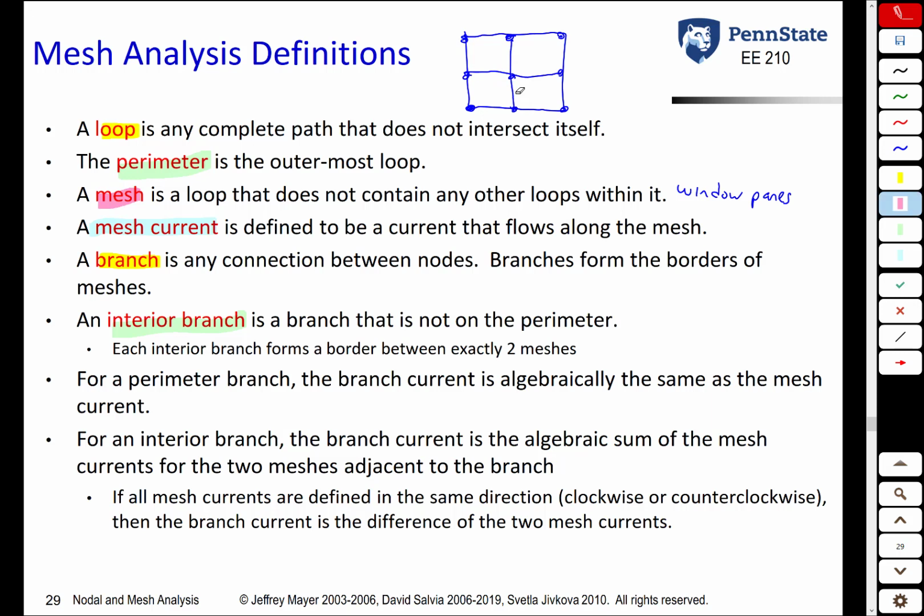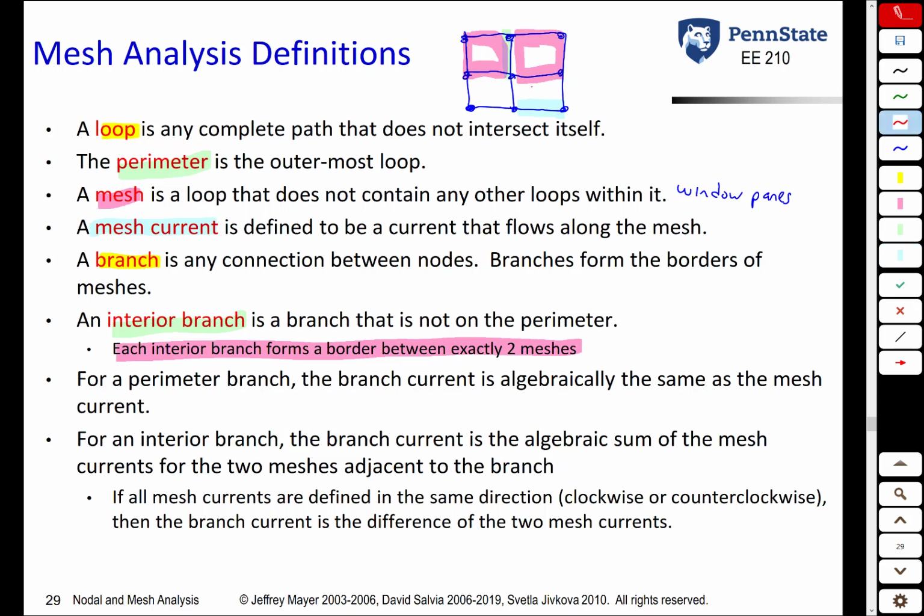Notice, and this is important, that every interior branch is the border between 2 meshes. That interior branch, there's a mesh here, and there's a mesh here. That interior branch is the border between exactly 2 meshes. That's an important point. Next important point, if you have a perimeter branch, for example here, the branch current, which is the physical current through that circuit element, is going to be algebraically the same as the mesh current.